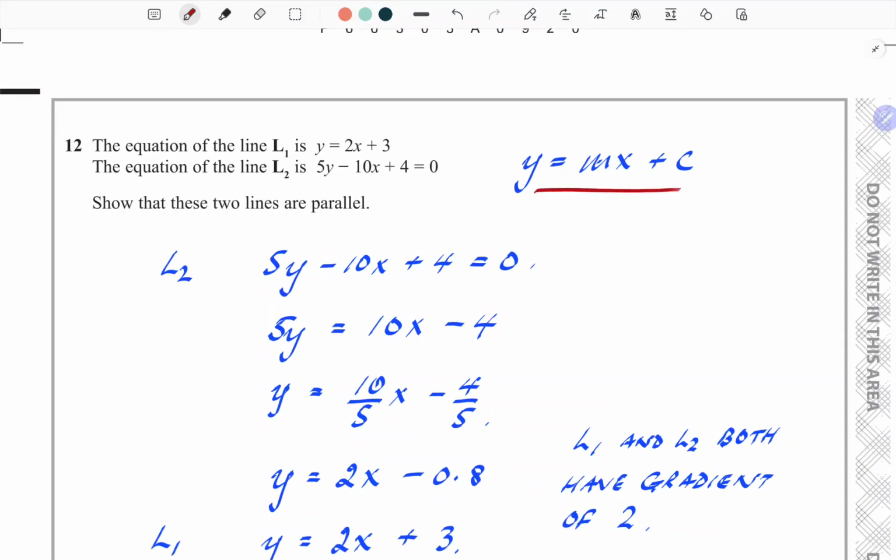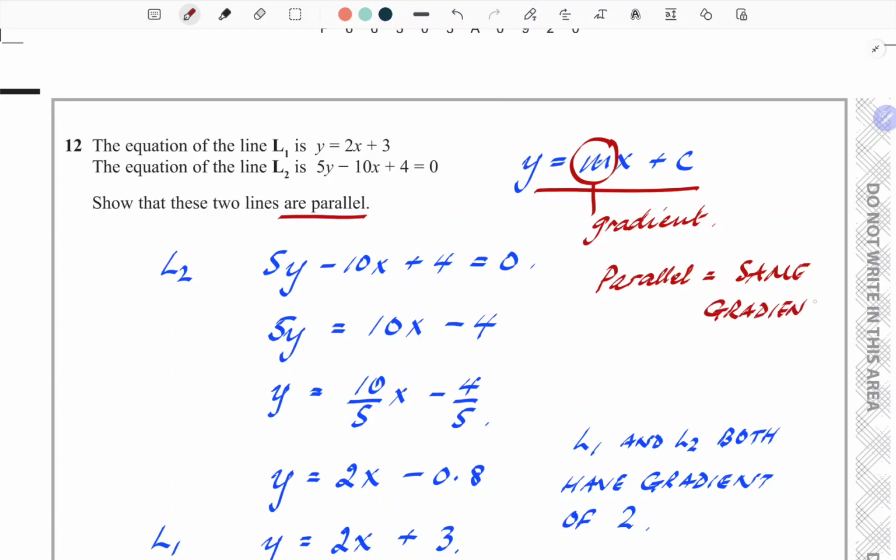It's all about y equals mx plus c. And remember that the m bit, that is the gradient. In this particular case, we want to show that these 2 lines are parallel. So if they're parallel, that means same gradient. So that's what we need to show.